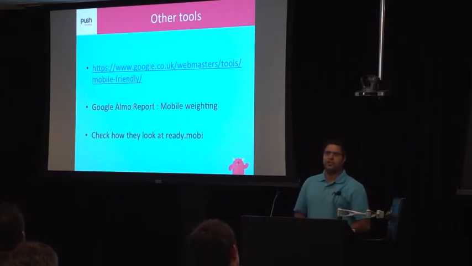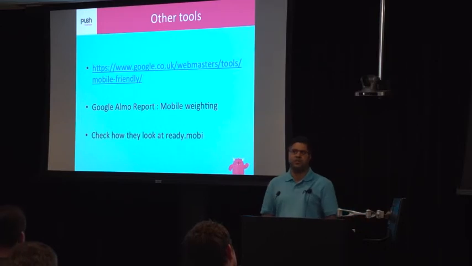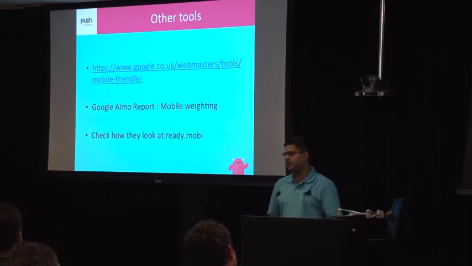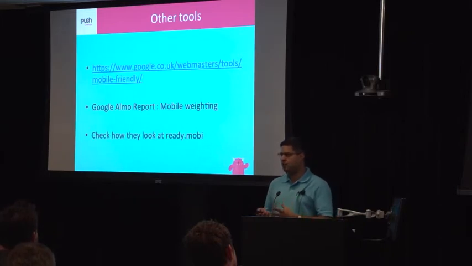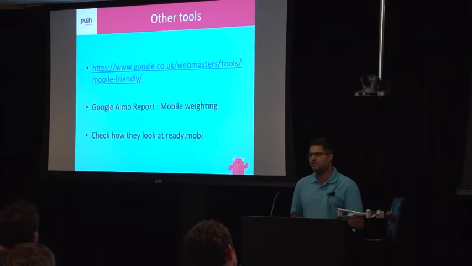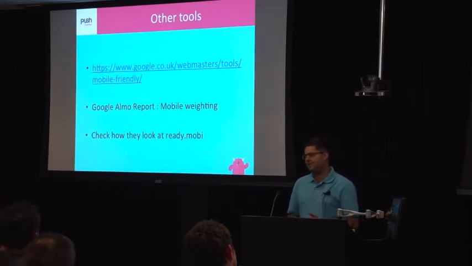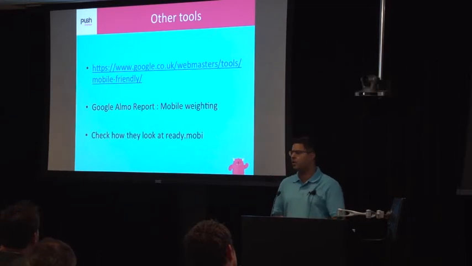Some other tools you can use: Google Webmaster Tools will tell you what Google thinks of your site and whether it's mobile friendly. There's a Google Almo report, which will tell you the mobile weighting, so how important mobile is on your site in your industry. That's something we need to request, but we can get that for you if needed. And you can also check how others look at it. There are lots of other sites. Ready.mobi is quite an easy one to use.